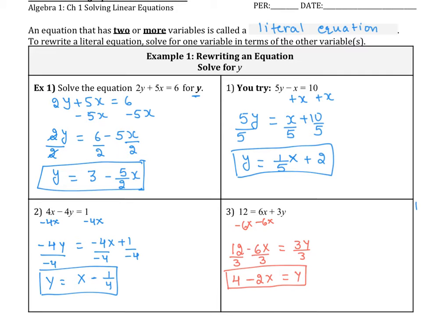For number 3 here, you're going to isolate the 3y first of all. So you're going to subtract 6x on both sides. When you subtract 6x, you're going to get 12 minus 6x equals 3y. Now you're going to cancel the 3 on this side because you want y by itself, so you're going to divide each and every term by 3. Here 12 divided by 3 is 4 and 6 divided by 3 is 2. You're going to get 4 minus 2x equals y.